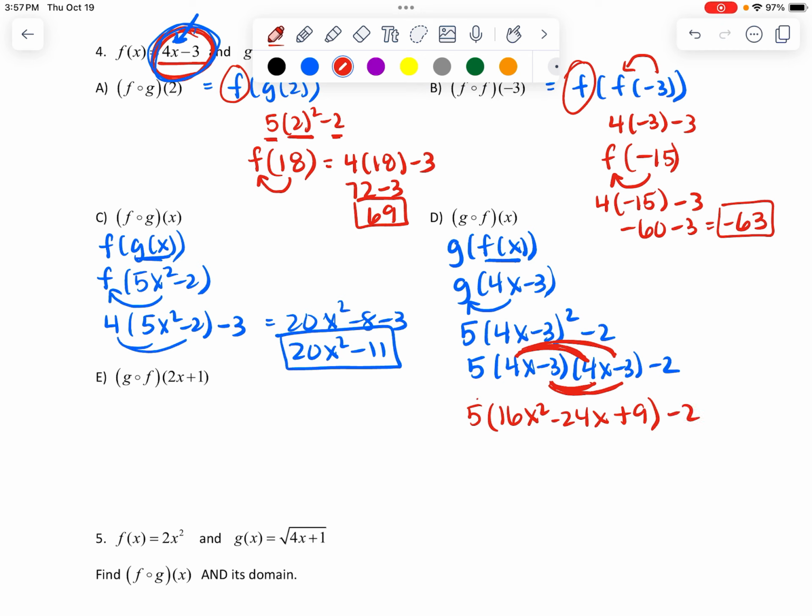Then distributing through, 5 times 16, I believe that is 80x squared. 24 times 5, what is that? Is that 120, I think, right? 120x. And then 5 times 9 is 45. Don't forget your minus 2. And then just combine these guys together. So you're going to get 80x squared minus 120x plus 43.